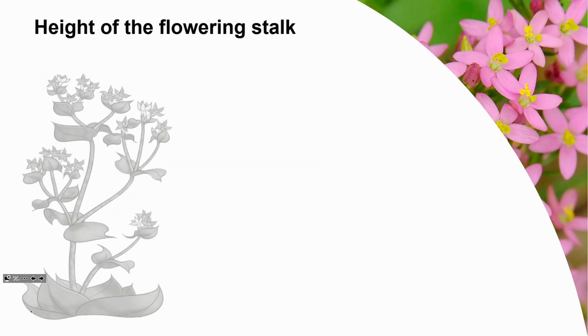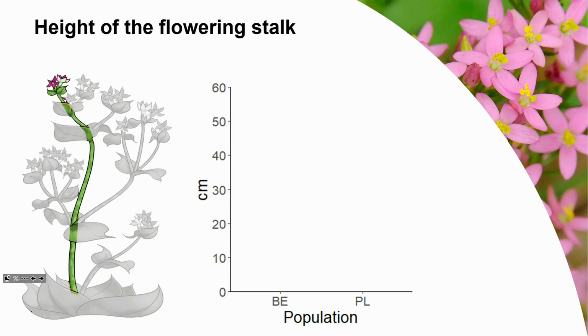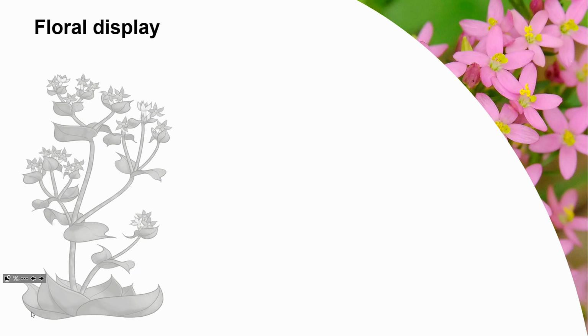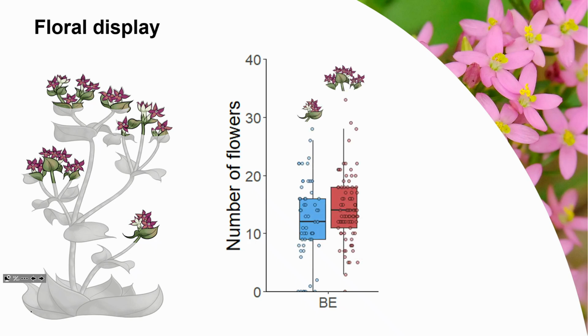Regarding the attractivity to pollinators, I measured several traits. One of them was the height of the flowering stalk that bears the flowers, which kind of shows them off, waves them to the pollinators. And in the descendants of the Belgian population, we see that the flowering stalks are significantly taller than the ancestors, but no significant differences were observed in the Polish population. I measured the floral display, at least in the Belgian population, which is the number of flowers the population offers to the pollinators at a given point in time. And we see that in the Belgian populations, the descendants present more flowers to the pollinators than the ancestors.